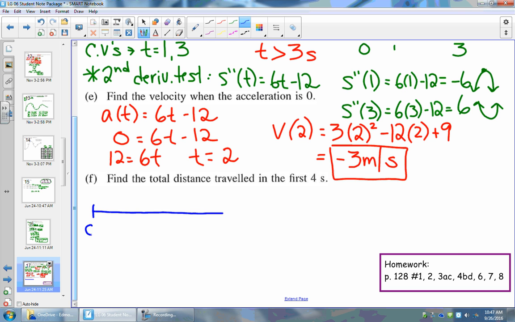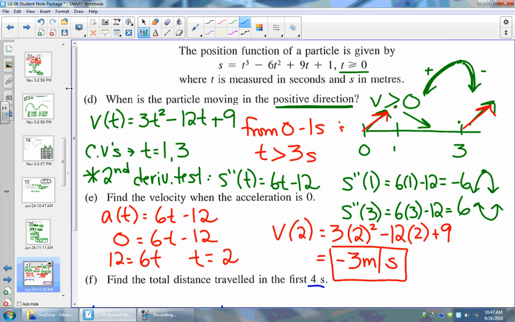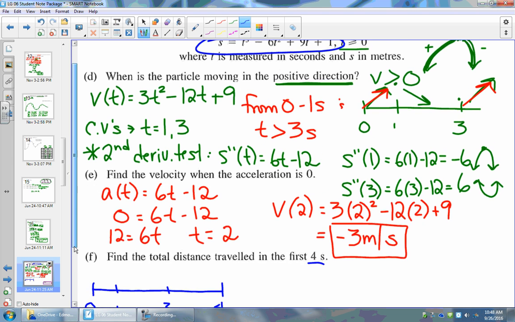Now remember, we have to start at 0. Our first critical value is 1. Our next critical value is 3. And then it's saying in the first 4 seconds, so obviously 4 is going to be a critical value as well. If I'm looking for distance traveled, I need to look at the original function to find what an actual distance is. So no derivatives in this one.